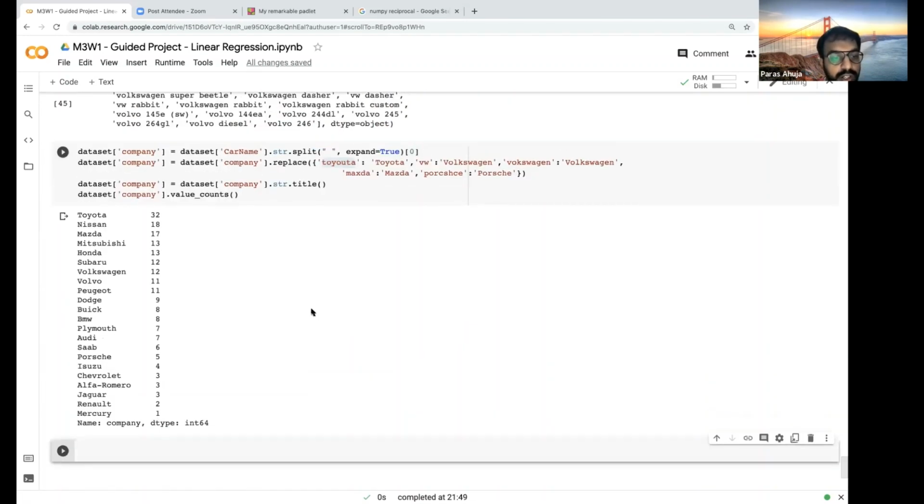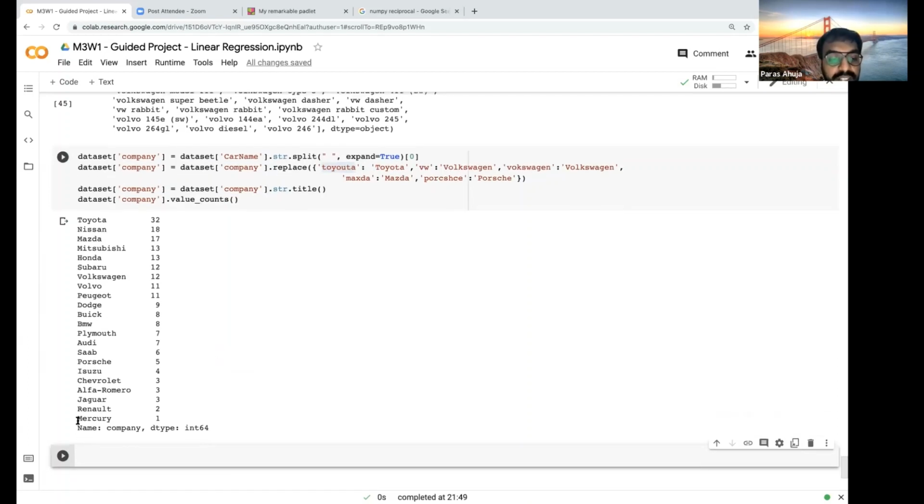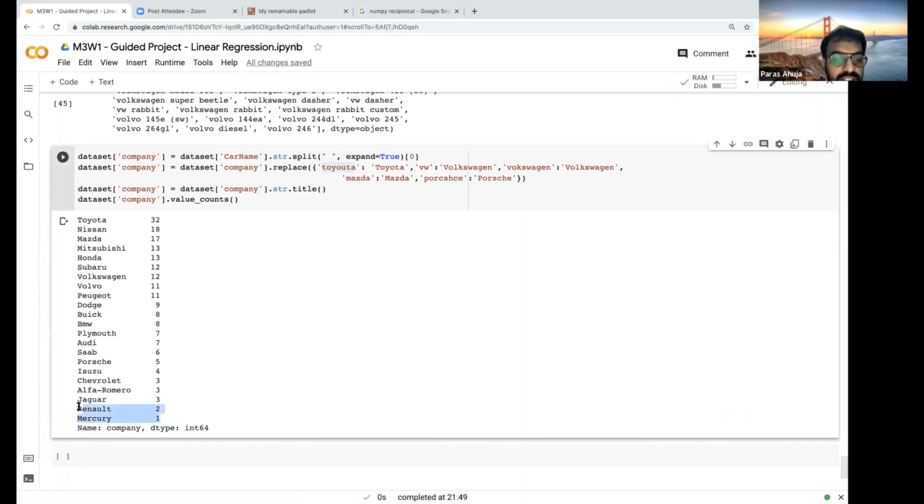Now, another thing is one more step that I usually do, whatever project I'm working on. I usually merge the very less occurring values, like Mercury and Renault. These are very low values. What I'll do is either I'll remove them or I'll merge them with something else. This is one step.